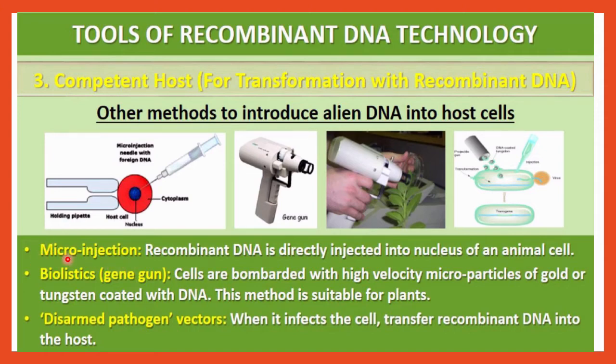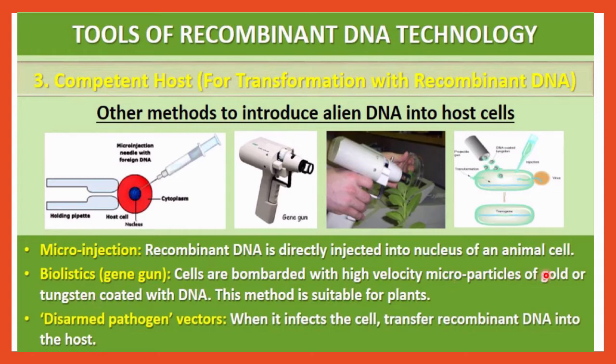So how can we do this? Here you can see a microinjection in which the recombinant DNA is filled and then directly injected into the nucleus. So recombinant DNA is directly injected into the nucleus of an animal cell by using microinjection. The second method is the biolistic method. It is also called the gene gun. Cells are bombarded with high velocity microparticles, and the microparticles mostly used are gold and tungsten.